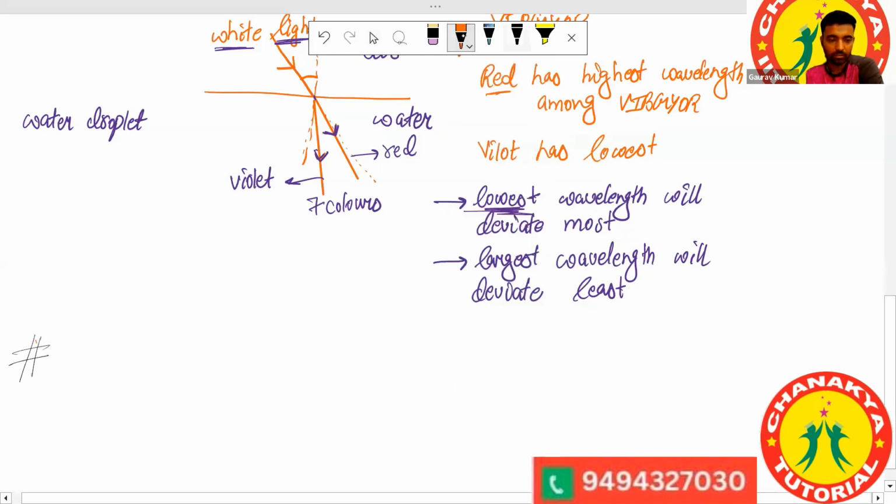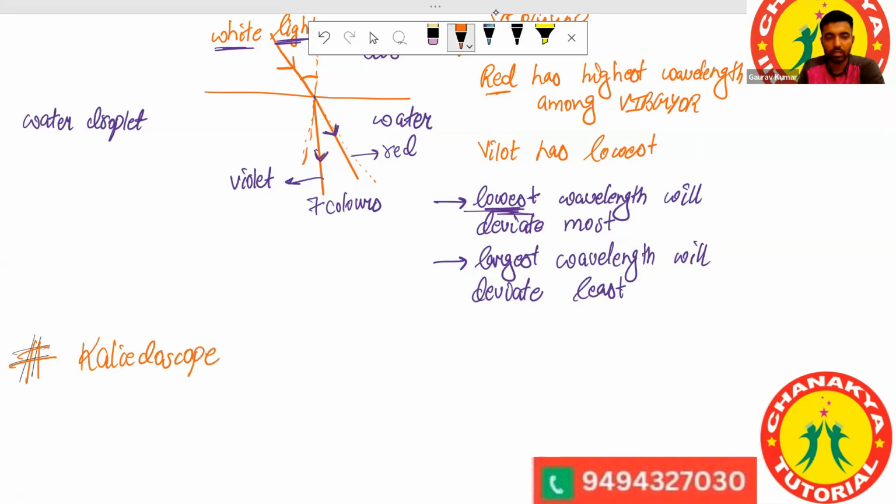Fine. Yes, Ashwath. We have discussed about kaleidoscope. Check if this spelling is right. We have seen about kaleidoscope also, right? So a kaleidoscope forms different types of patterns.